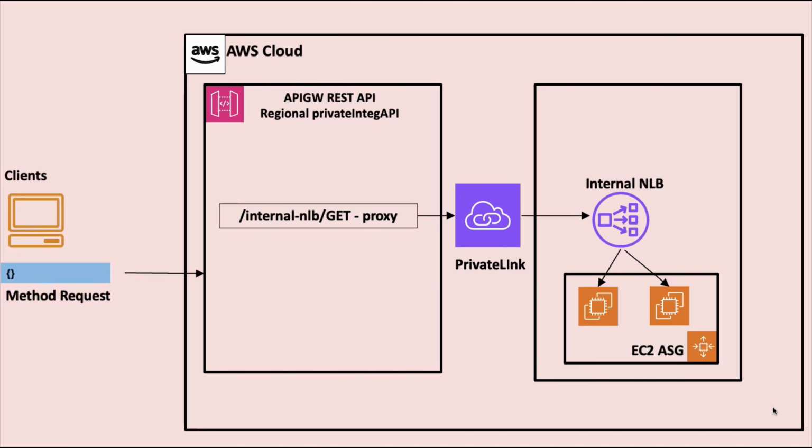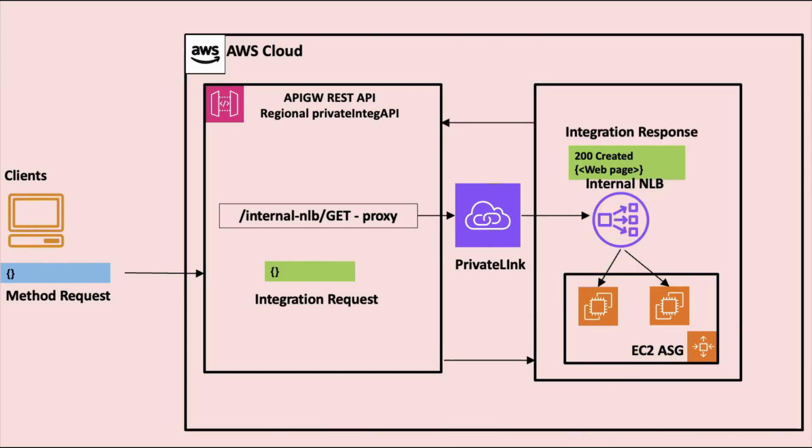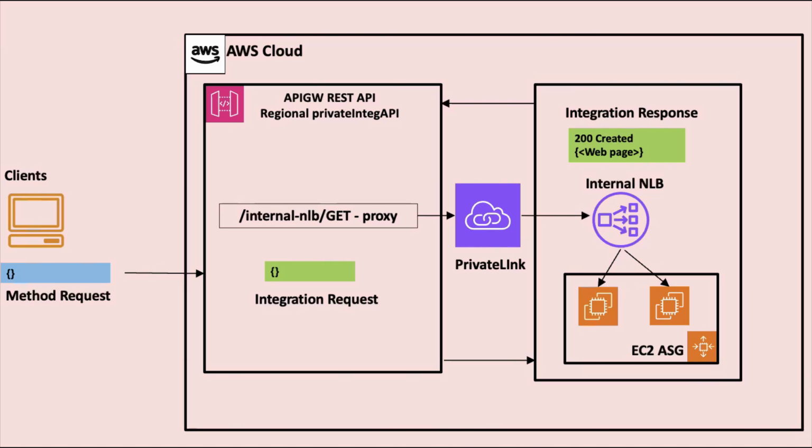Now when a client sends a request, in this case it's an empty request because it's a get request, and the same request goes to the target, which is the backend EC2 machine, without any change. Now the Nginx will respond with a web page, and that page comes back to the client.